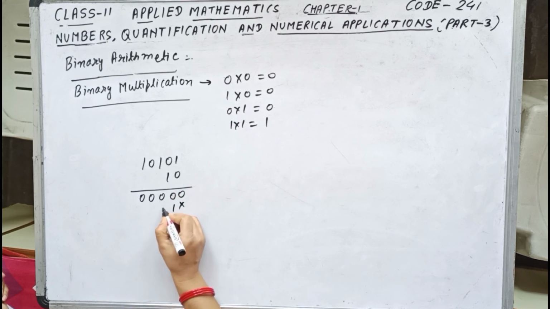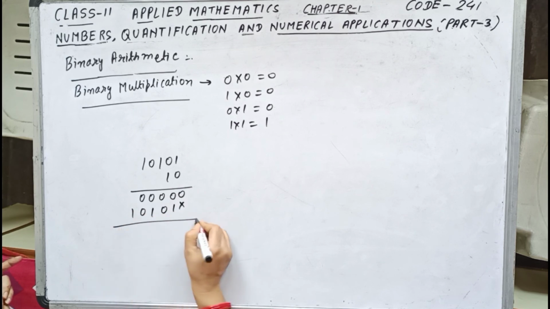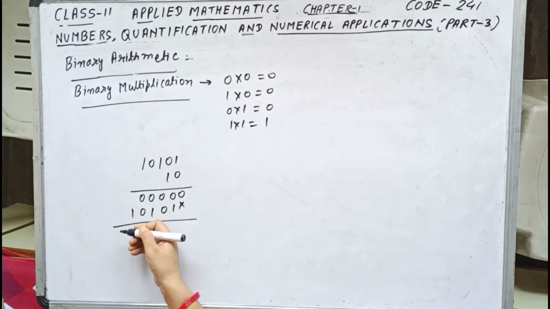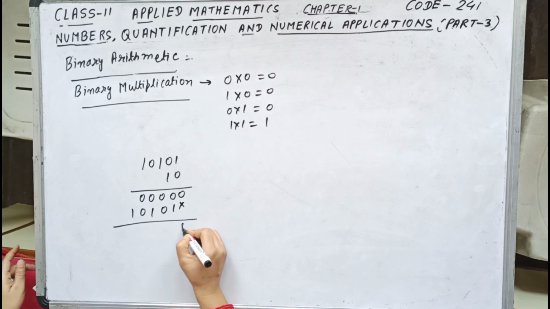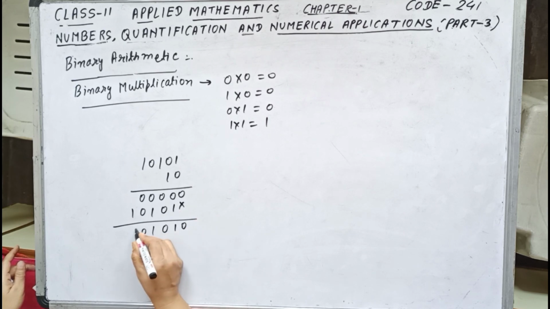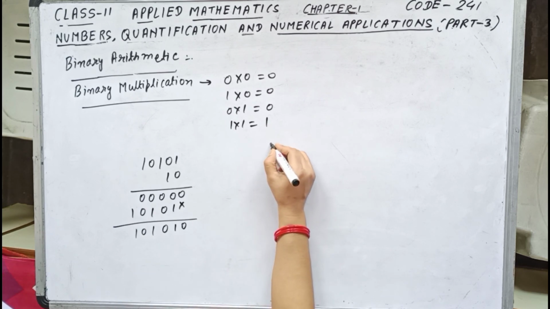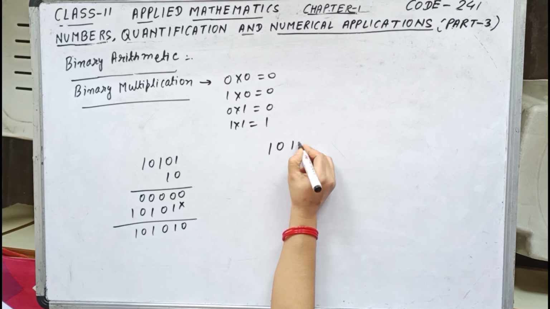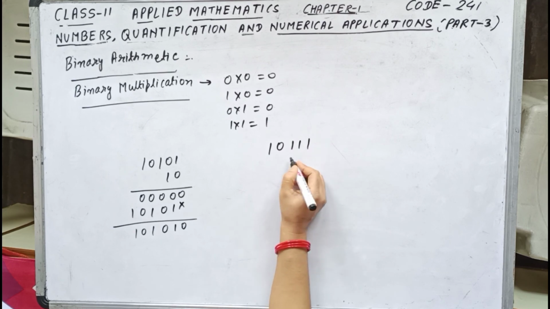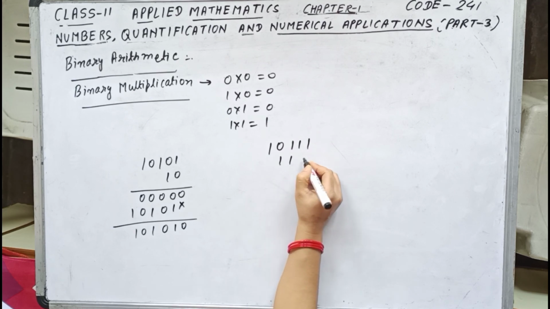So 1, we will be copying the same number 1, 0, 1, 0, 1. Now addition using the binary number system. So 0 over here, 0 plus 1 is 1, 0, 1, 0, 1. The next example, let us take 1, 0, 1, 1, 1 with 1, 1, 0, 1.